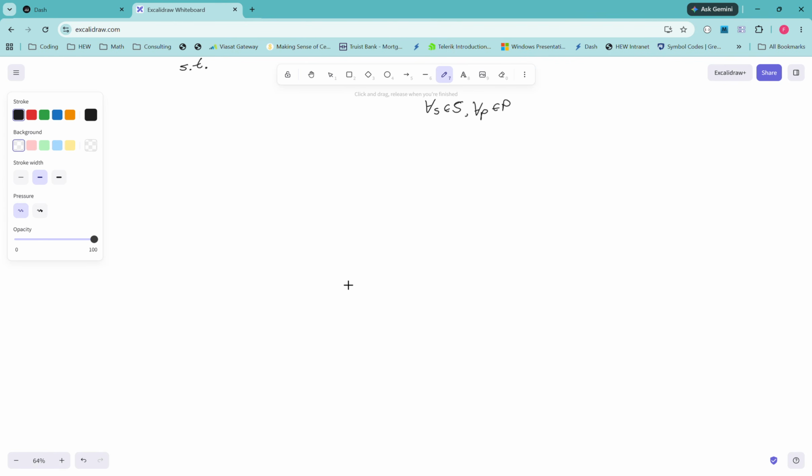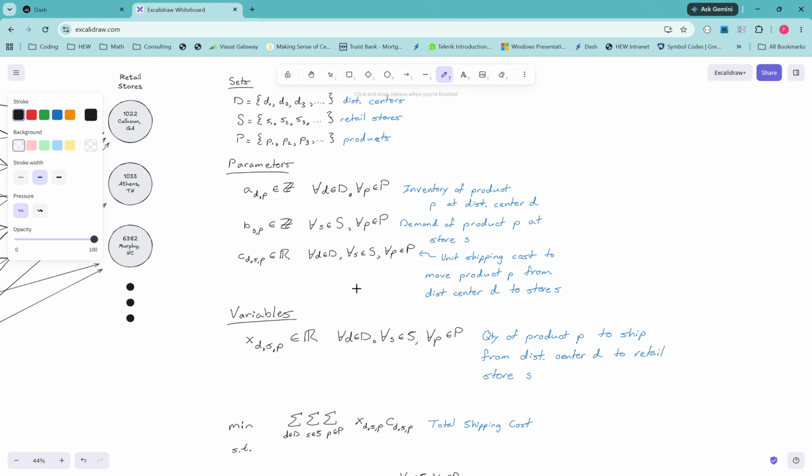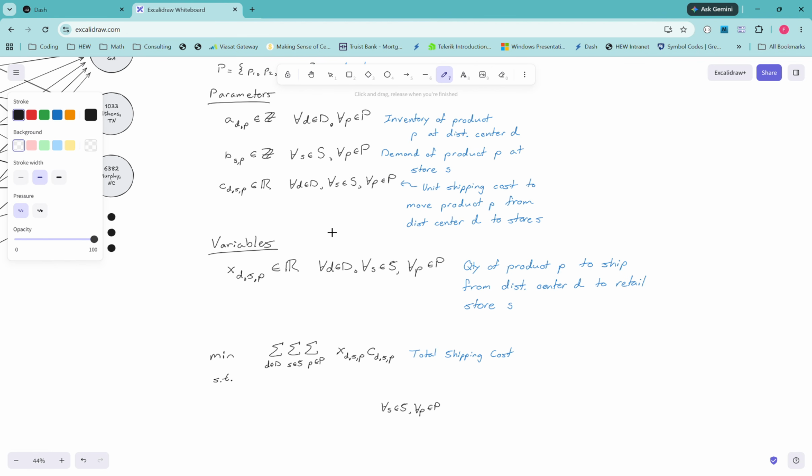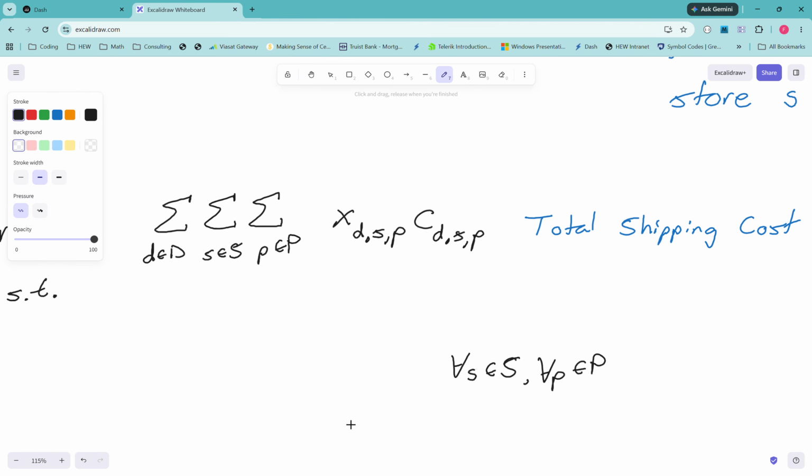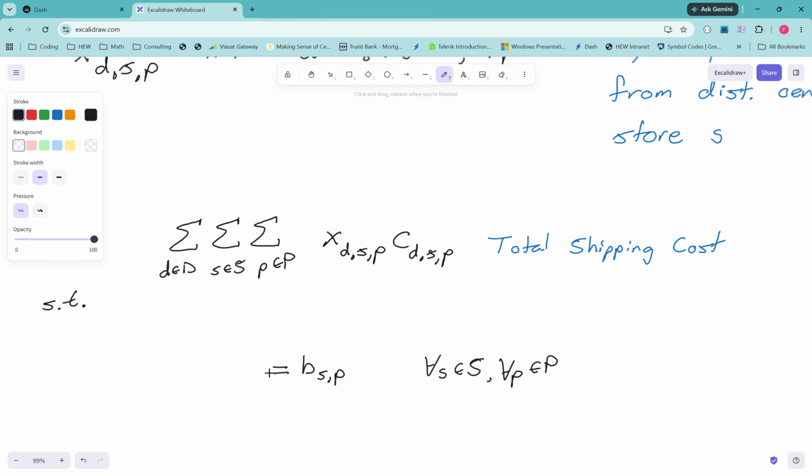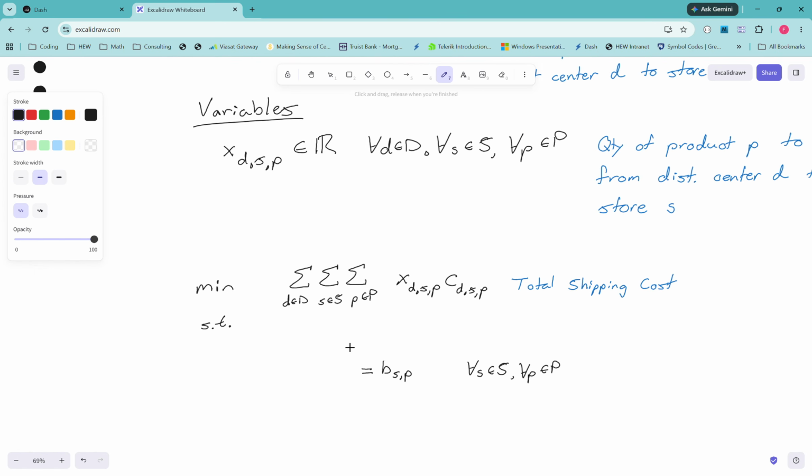So I need to peek at the parameters we have here. One of the things I want to do is satisfy the demand. So the demand, it looks like we described right here. So we would say this is b of s comma p. We need to satisfy it, so we need to have something equal to it. And then we need to figure out the left-hand side of this equality.